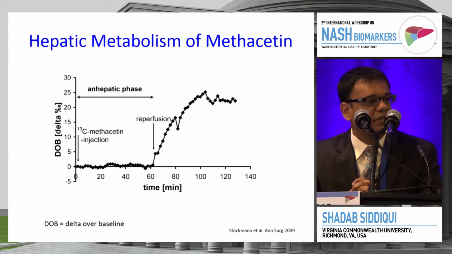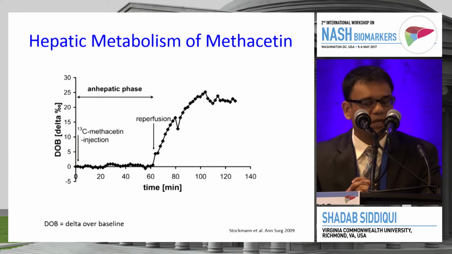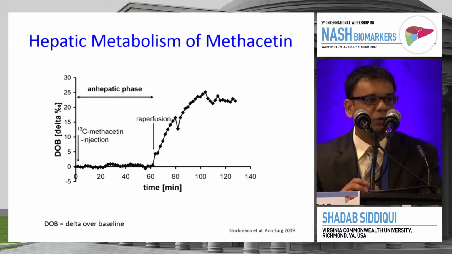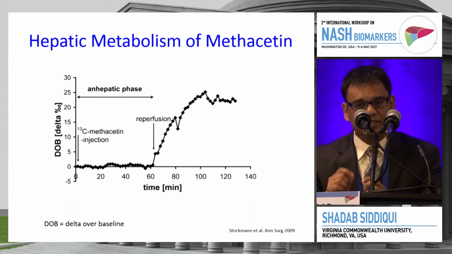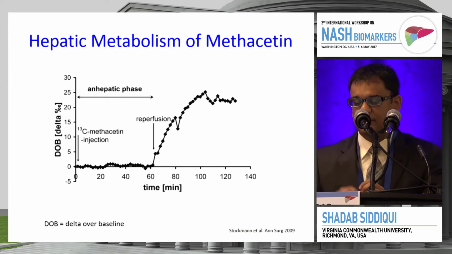This is a proof of concept study in patients undergoing liver transplantation in whom metastatin was injected via IV, and then it was measured over time. And as you can see, during the anhepatic phase, when there's no perfusion to the liver, MBT is not metabolized and the line is flat. However, with reperfusion, there's an increase in the signal, underscoring the importance of the liver in metabolism of MBT, or metastatin.